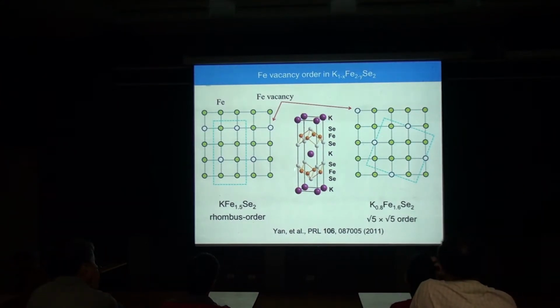And they found that when you cool this system down to lower temperature, at room temperature it's actually already stabilized as an ordered iron vacancy phase. The iron vacancies form into this kind of square root 5 by square root 5 order. And that becomes a non-superconducting insulator with a magnetic order at very high temperature. Okay, so this is the mixed phase.